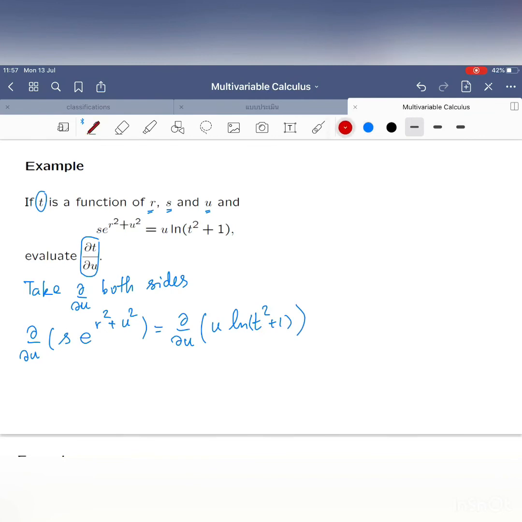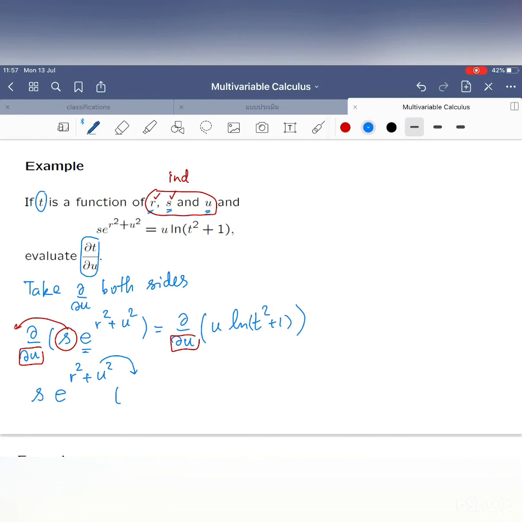Don't forget that all these are independent. So right now if you concentrate on u, it means that your r and your s are constant. So this s can be pulled out, and then the derivative goes directly to the e. So you have e raised to the power r square and u square, and then the derivative of the exponent with respect to u.